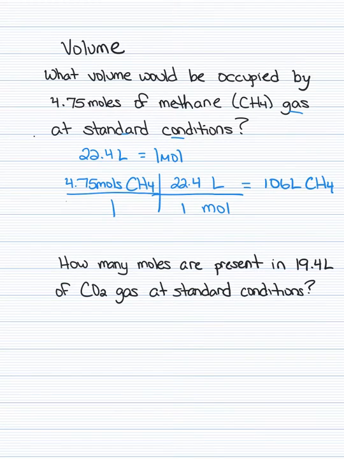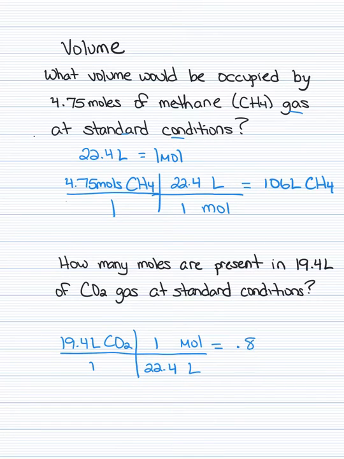Our next example, how many moles are present in 19.4 liters of CO2 gas at standard conditions? We're going to start out with our 19.4 liters of carbon dioxide. Liters will go on the bottom. We can go from liters to moles because this is gas at standard condition. There are 22.4 liters in 1 mole of gas, and you should get 0.866 moles of CO2.